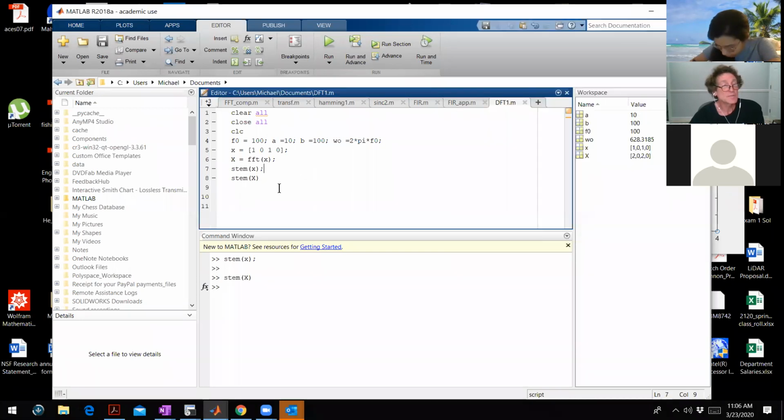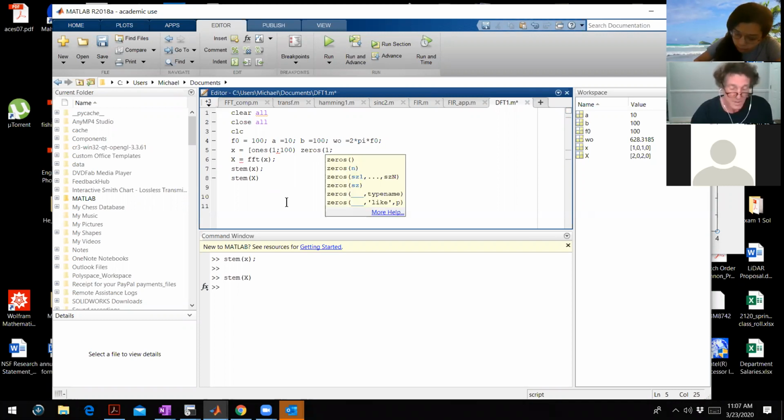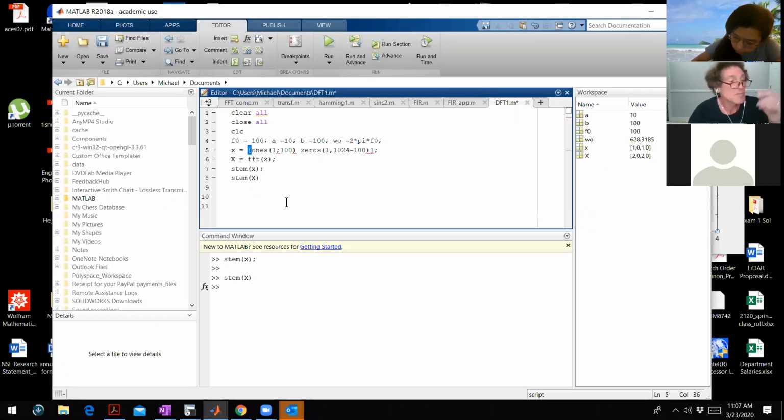There's not a lot of information there, but let's make it a little more interesting where you can see it. Suppose now I do this. I'll make x equal to two things: ones from 1 to 100, and then zeros of 1 comma 1024 minus 100. The reason I'm doing that is I want the total number of points to be 2 to the n points.